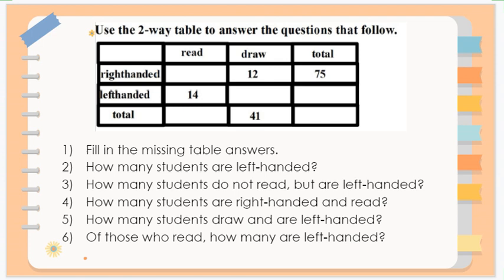All right, so this two-way table has columns that say read or draw, so I'm assuming we asked students if they prefer to read or draw in their spare time. And then the rows are: are you right-handed or left-handed? All right, so number 1, fill in the missing table answers. Let's start with this missing one right here. I know that I have 12 students that draw and a total of 75 students. So these 2 have to add up to 75. So I can do 75 minus 12, and that gives me 63.